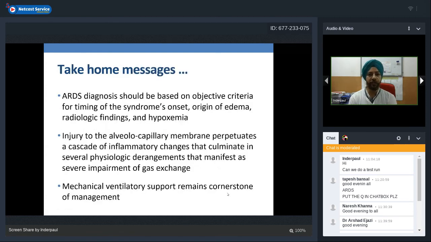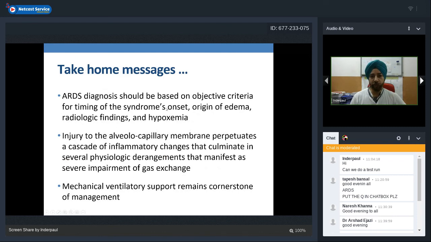So to conclude, ARDS is a syndrome, mind you, and should be properly defined. The diagnosis should be made properly after ruling out all other causes of acute hypoxic lung injury. It has acute onset. You should know the origin of the edema. It should not be cardiogenic pulmonary edema. You should have distinct radiological findings, and you should categorize the severity of hypoxia.